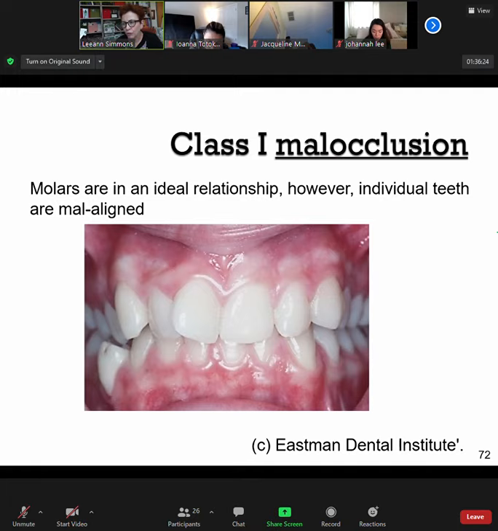There can be a class 1 molar relationship, as I said before, but other teeth are malaligned. Okay, so here is a class 1 malocclusion. Molars are an ideal relationship, but there are individual teeth here that are, this one's in torsoversion, this one's in a buccoversion. Okay, so they're malaligned. It's a class 1, but with a malocclusion. Midline's off also a little bit here. You see the midline of the mandibular is not quite in alignment with the centrals, the maxillary.